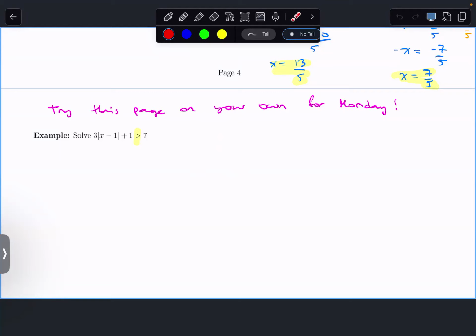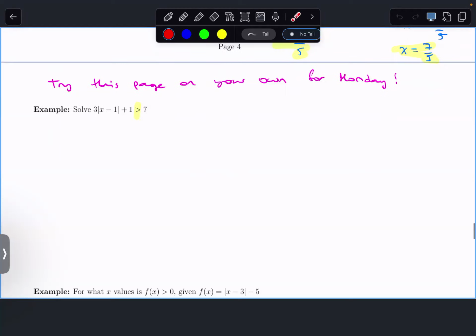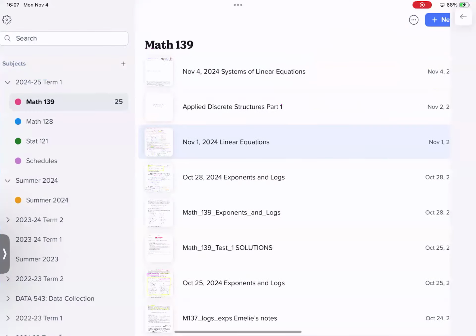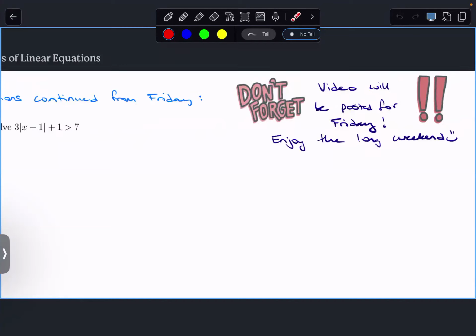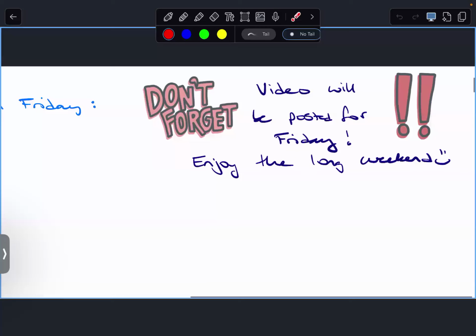So let's jump in there. This will be a way of reviewing some core concepts from Friday as well. So, linear equations continued.